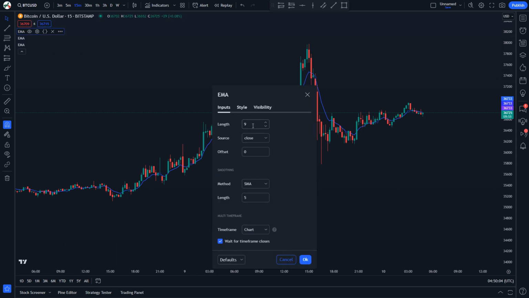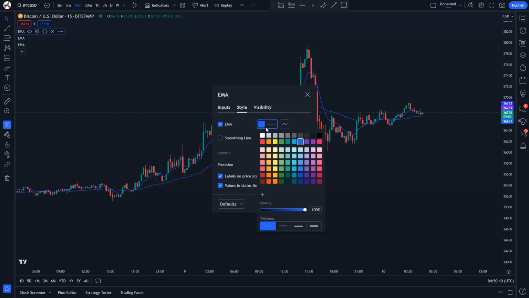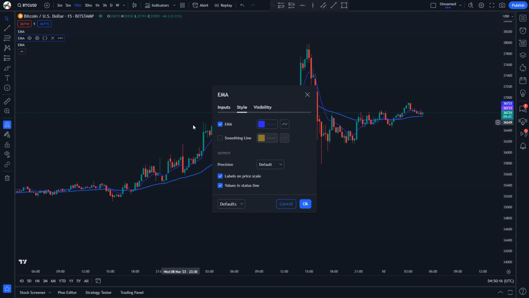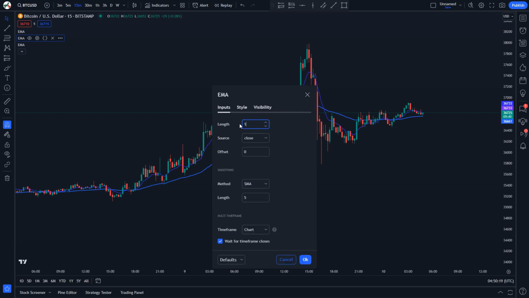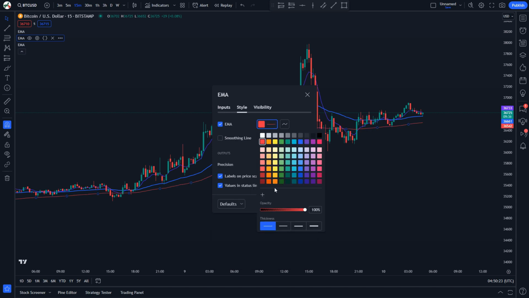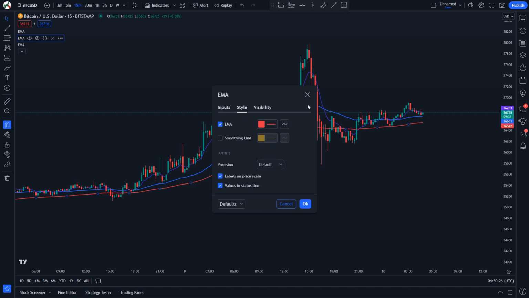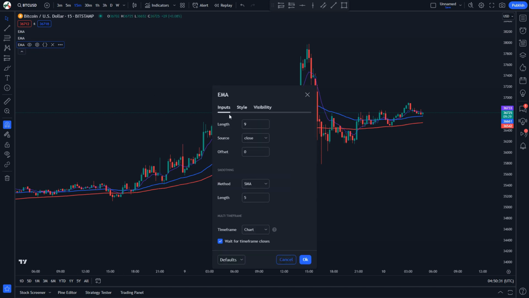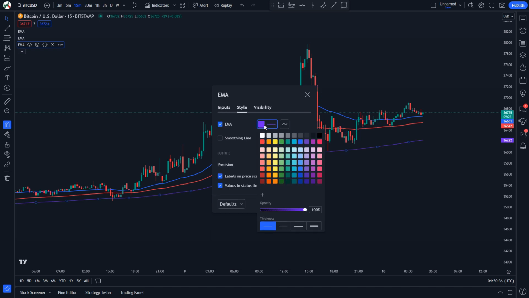First EMA. For input settings, change the length to 50. In style, change the color to blue and select the thickness as you like. Second EMA. For input settings, change the length to 100. In style, change the color to red and select the thickness as you like. Third EMA. For input settings, change the length to 200. In style, change the color to white and select the thickness as you like.